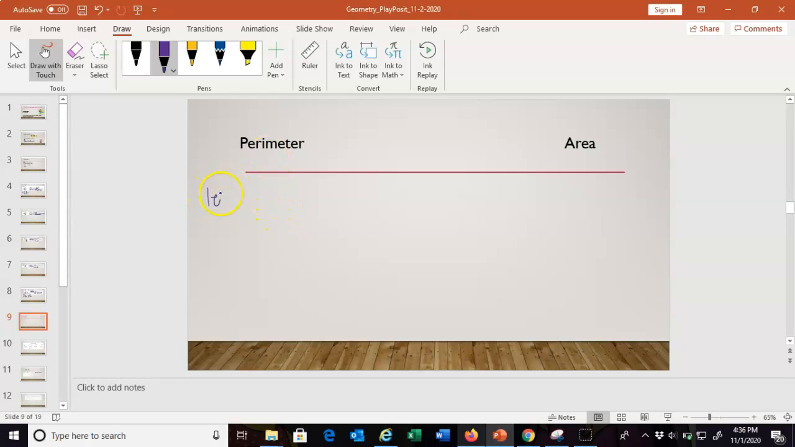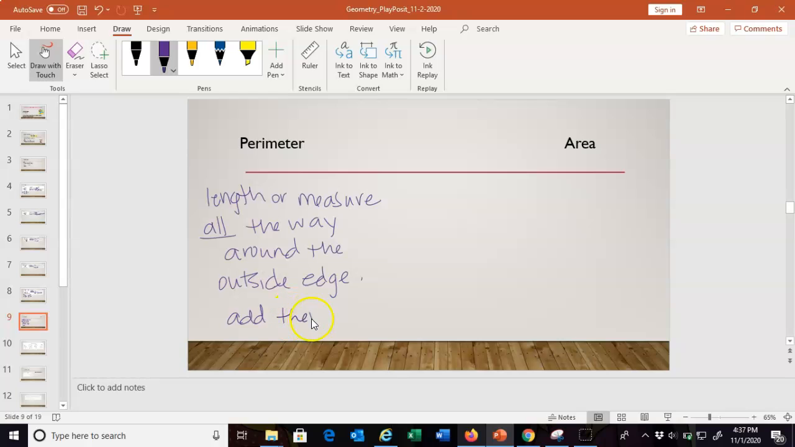Perimeter is the length or the measure all the way around the outside edge of something. So depending on the shape, will depend on how we find the perimeter, but really the technique is the same. You just add them all up. All we do is we add all the lengths up.